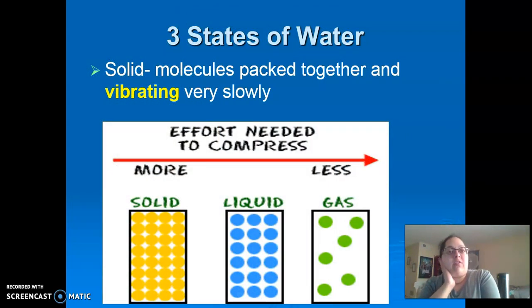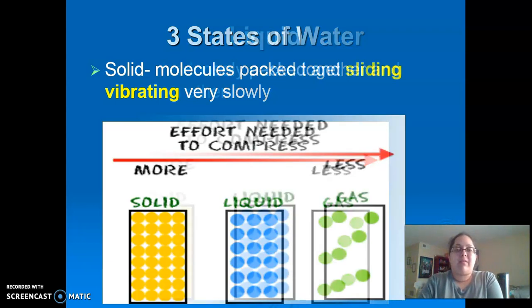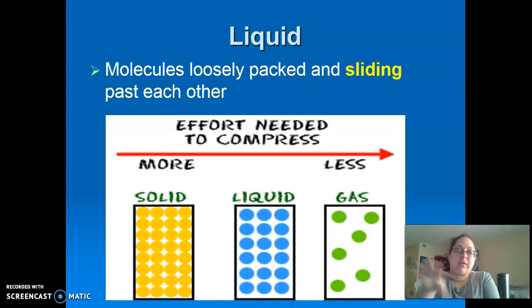Okay, so when water is in a solid, when it's ice, the molecules are really packed together. They're vibrating very slowly. Water doesn't have much energy when it's in the ice state. When it starts getting warmer, it gets to the liquid state, right? That's because the molecules are vibrating a lot faster. Not completely fast, but at a medium speed, which means that we see water loosely packed. The molecules are sliding past each other, so that's why water's all fluid.